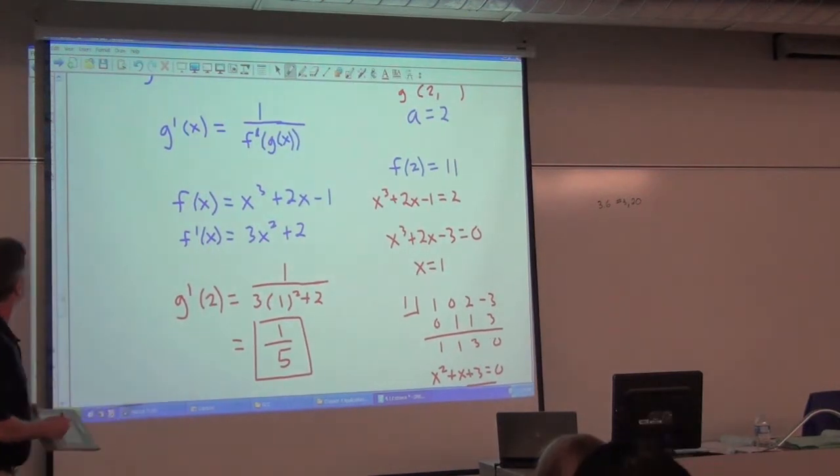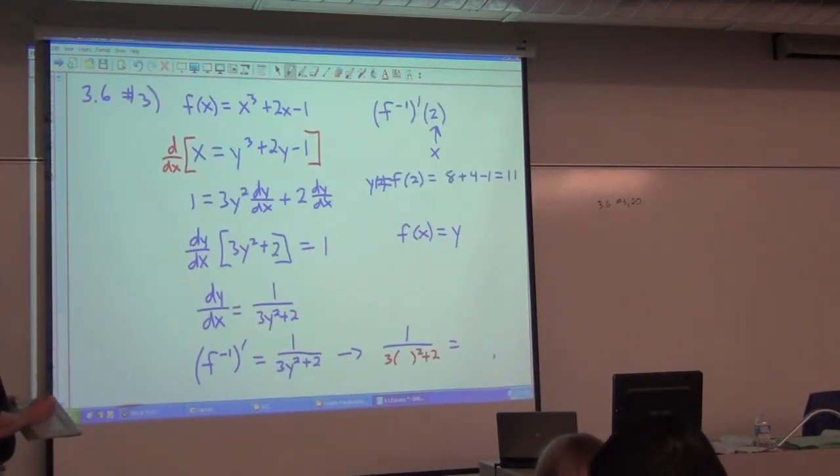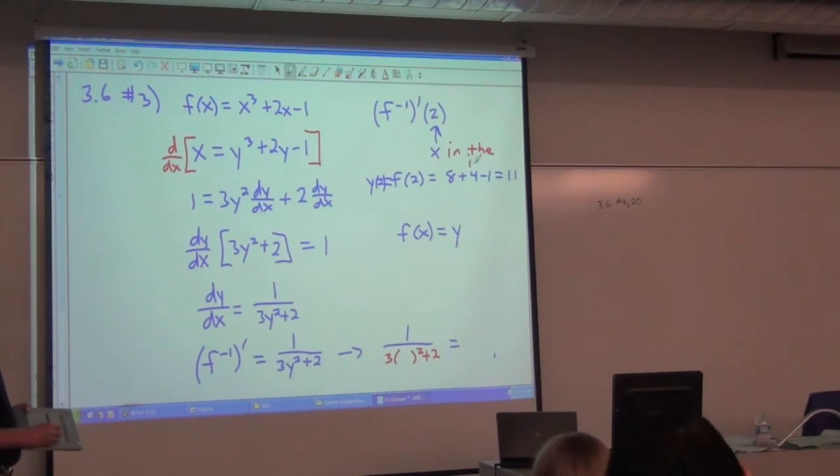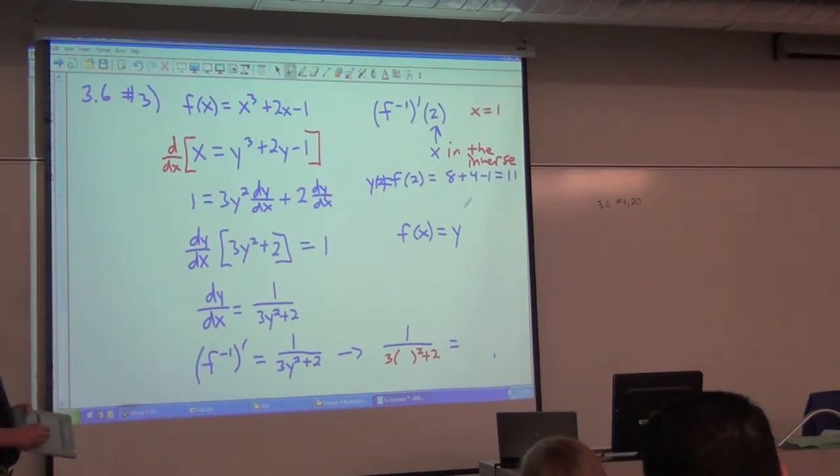We just had to figure out, okay, we were assuming this 2 was the x in the original function. That's the x in the inverse. So if we went back, like I did the other problem, we figured out on the original function that went with 1 for x. If we plugged 1 in there, look at that, we get 1/5. So this works as well.